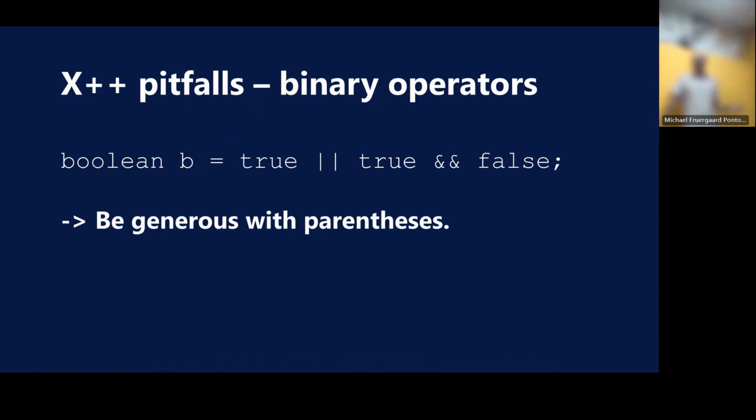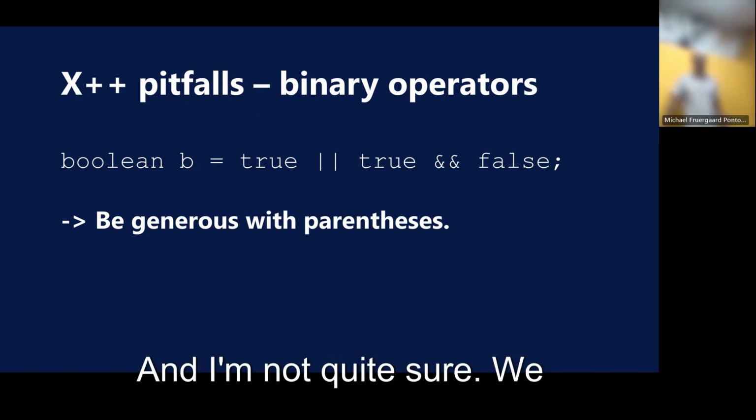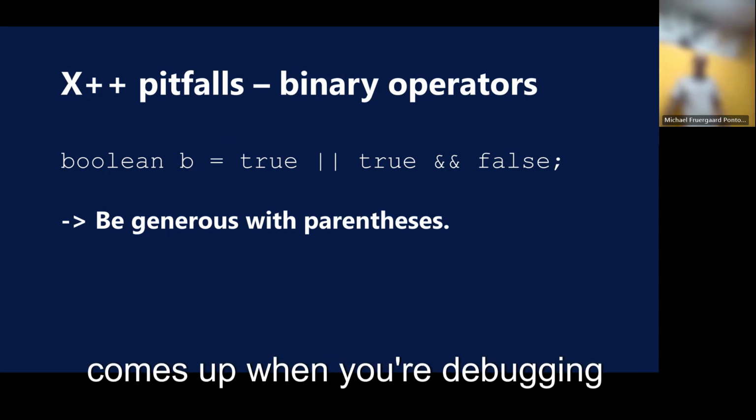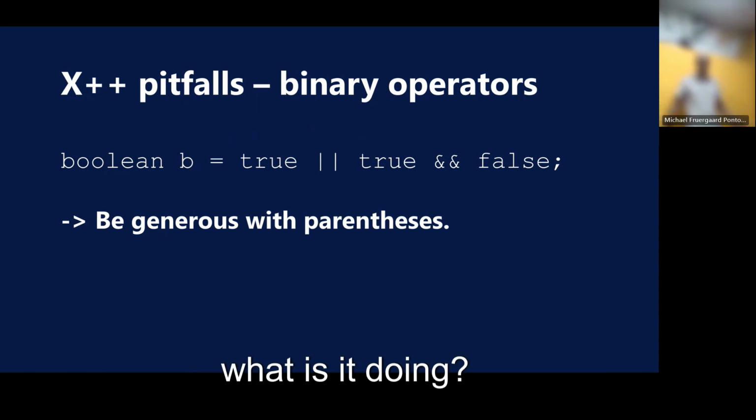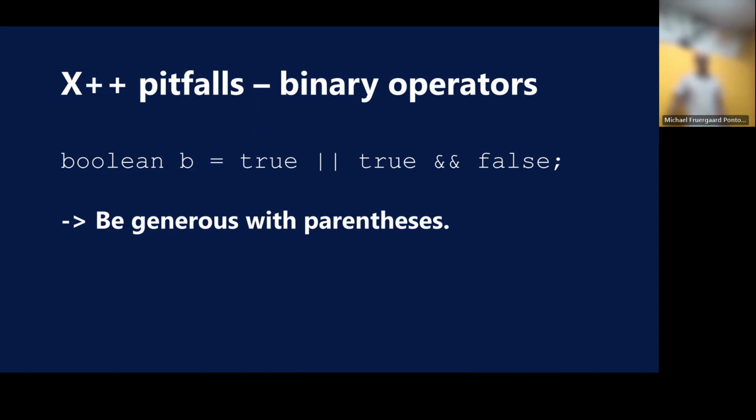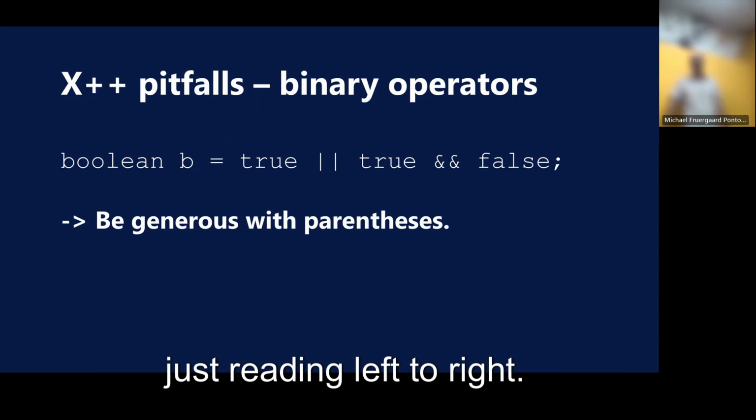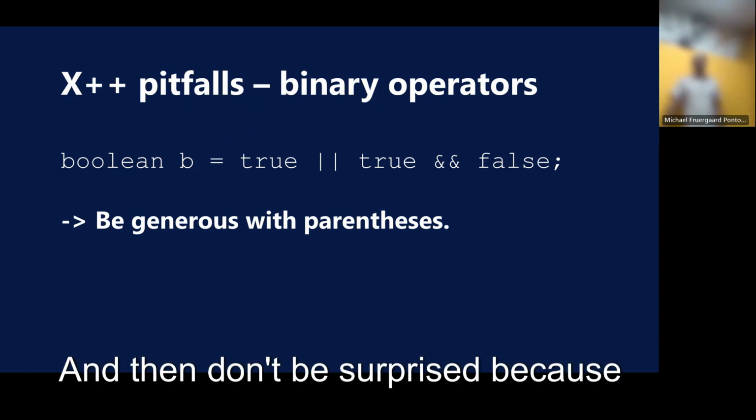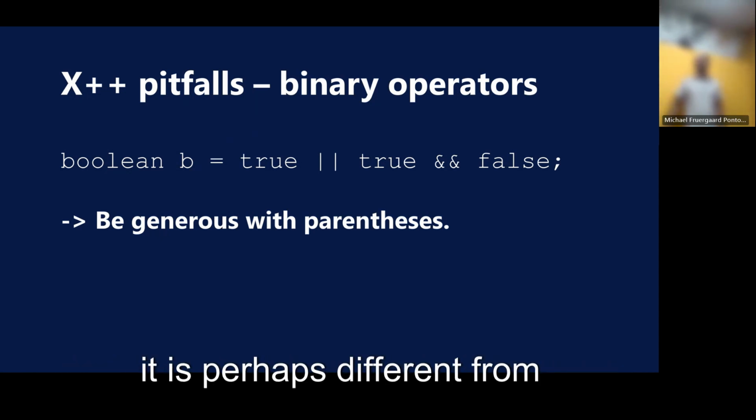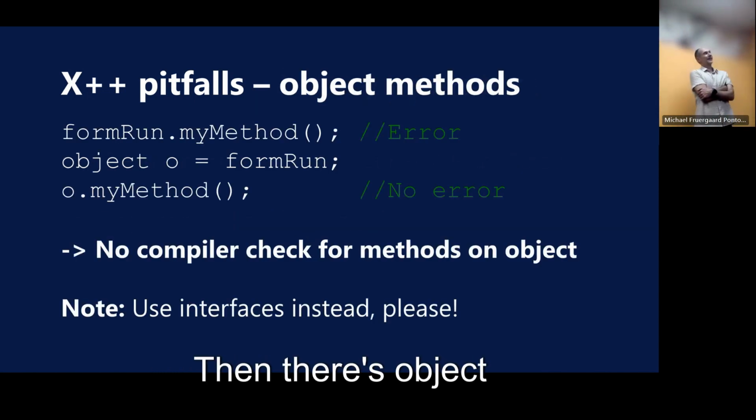Which is fine, but in reality, X++ behaves differently than some other languages, and I'm not quite sure. But we have seen bugs in this, and it comes up when you debug, and hey, why is it doing that? X++ is broken. It's like, I discovered the bug of the year, and I just add the parentheses. Right? We cannot change it, and I'm not sure what's right or not. In some languages, it can take precedence. In others, it's just reading left to right, so don't be surprised, because it is perhaps different from what you're used to. Let's see that.